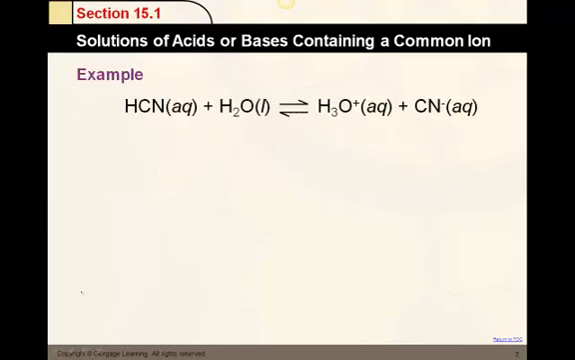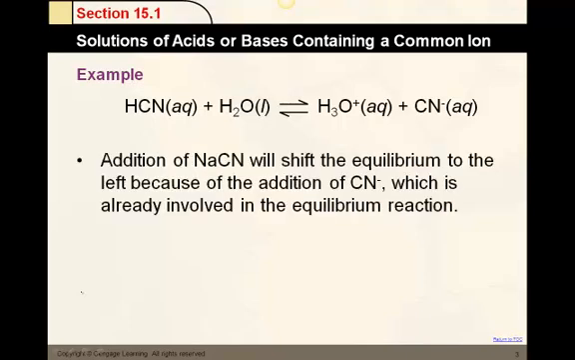So for example, here is HCN and water producing the hydronium ion and CN negative. If I add NaCN, notice NaCN, when I write it out, is Na positive and CN negative. When it breaks apart, you'll notice the ion that it has in common with the one in the equation is CN negative. So it's as if I'm adding more cyanide ion. When I do, the reaction is going to shift back towards the left.